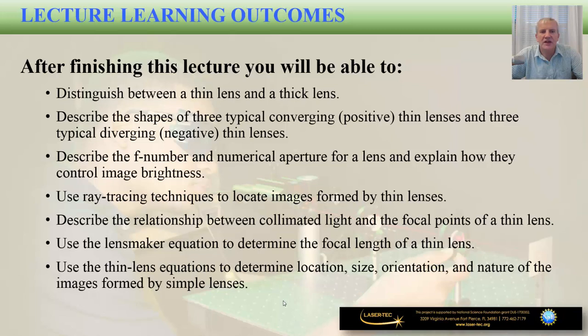We will see what the Lensmaker equation is and how it can be used to determine the focal length of a thin lens. And finally, we're going to look at the analytical approach that's going to be used to determine the location, size, orientation, and the nature of the images formed by simple lenses.